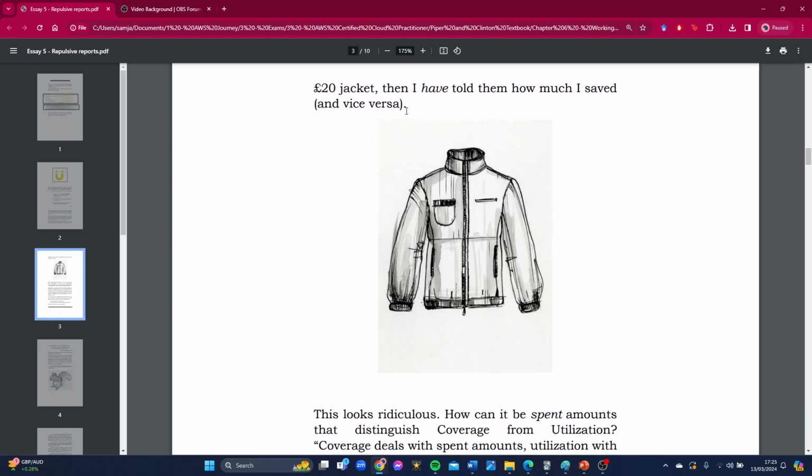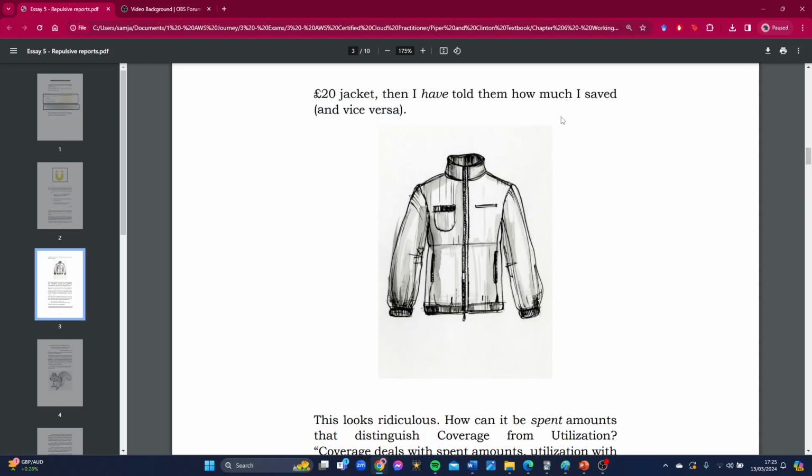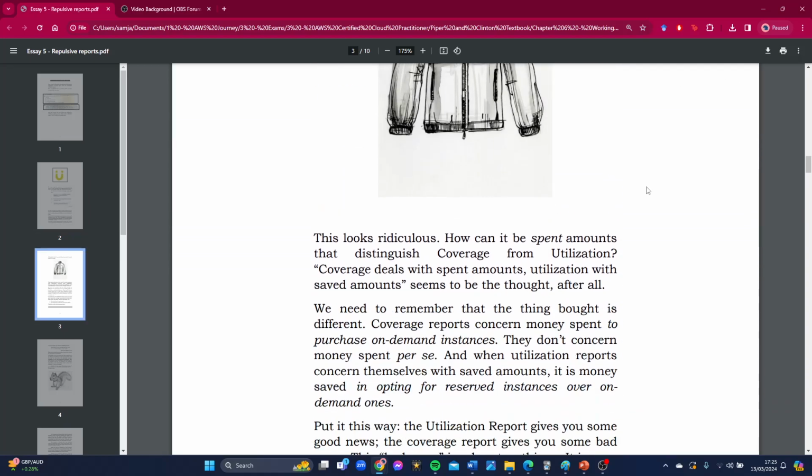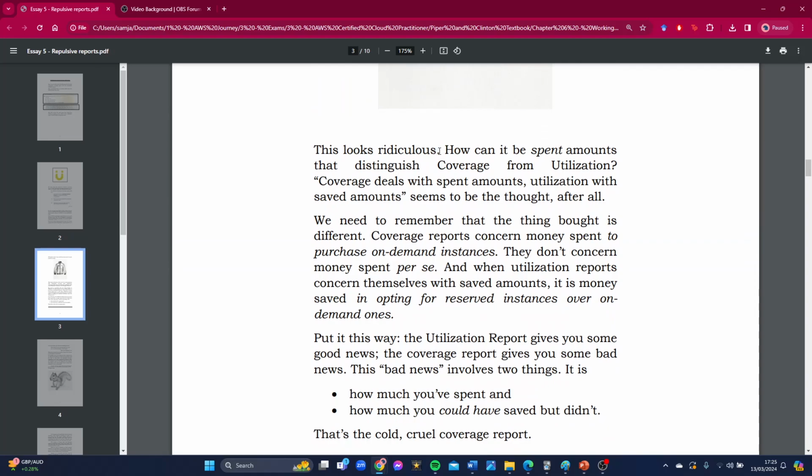And vice versa, but that's not actually true. I could say I've saved £15, and that doesn't necessarily tell them that I've spent a certain amount, does it? So it's not that bit, ignore that bit, but what is true there is that if I say how much I've spent, I have told someone how much I've saved in certain situations. So we have this ridiculous situation. How can it be that spent amounts distinguish coverage from utilization? Coverage deals with spent amounts and the utilization report deals with saved amounts, seems to be the thought after all.